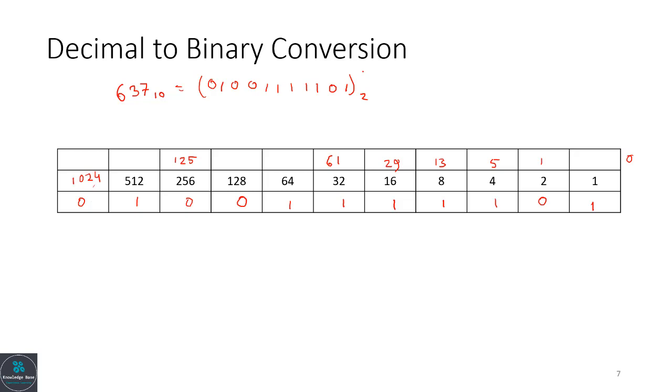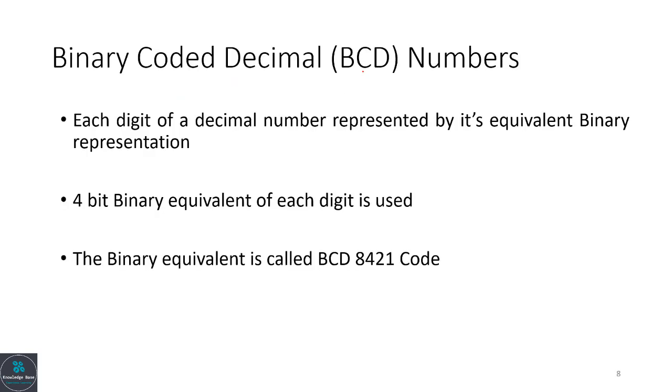In the next, we are going to discuss the binary coded decimal or the BCD number. In this case, each of the decimal digits will be represented by its equivalent binary representation, and that equivalent binary representation will be of 4 bits. Now, this is also called the BCD 8421 code. Why 8421? Remember, these 8421 are the weightages.